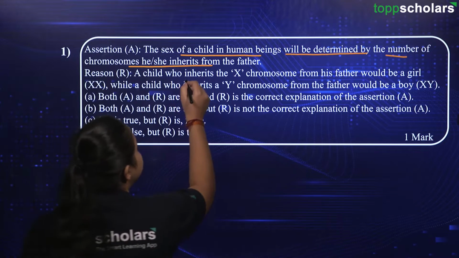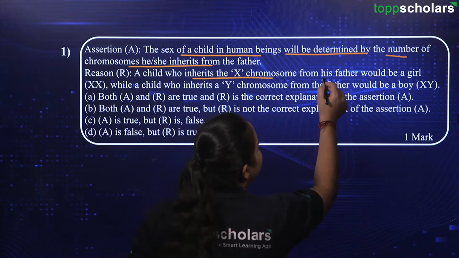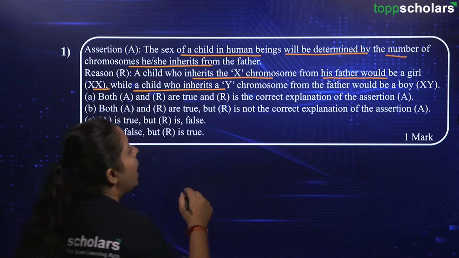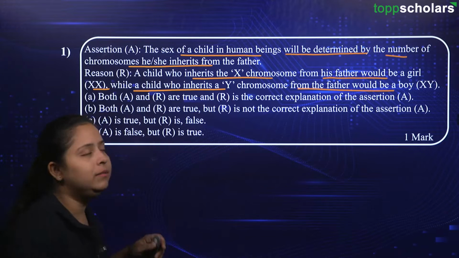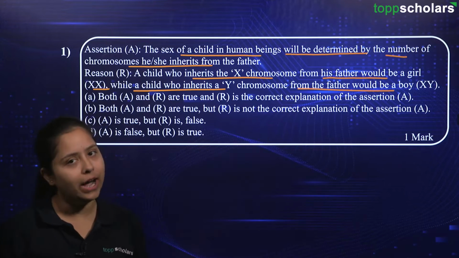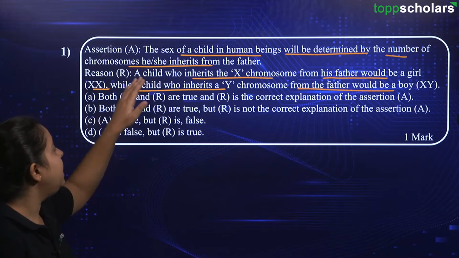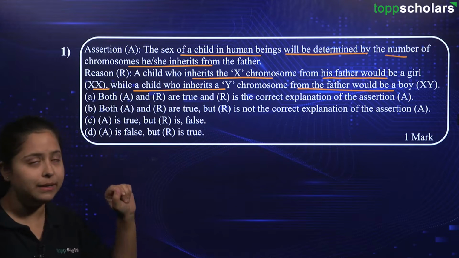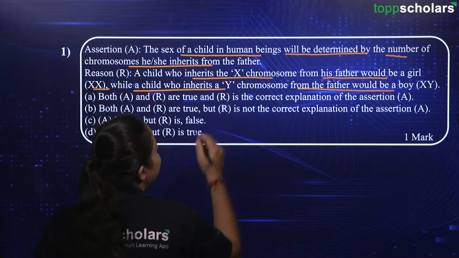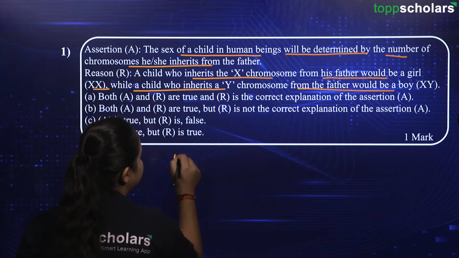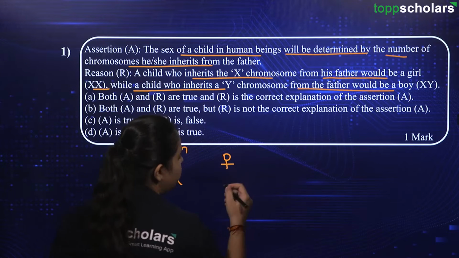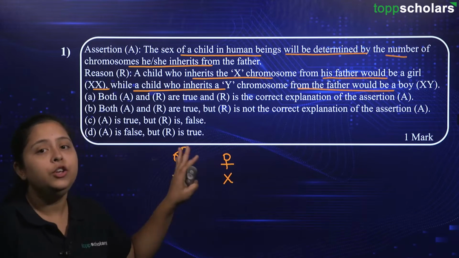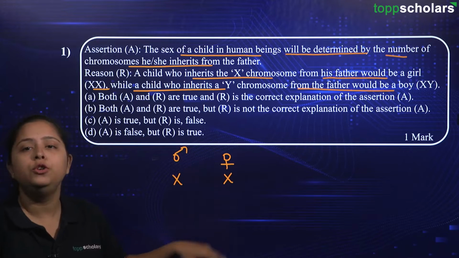The reason statement says a child who inherits the X chromosome from his father would be a girl, while a child who inherits a Y chromosome from the father would be a boy, that is with chromosome combination X and Y. So here friends, just tell me if reason statement is true or not, and then we will extrapolate that information for our assertion statement. Herein it says that if the child is inheriting X chromosome from the father, and from the mother, we know that mother can only contribute X chromosome, right? A mother or a female human being will always contribute the X chromosome to her child.